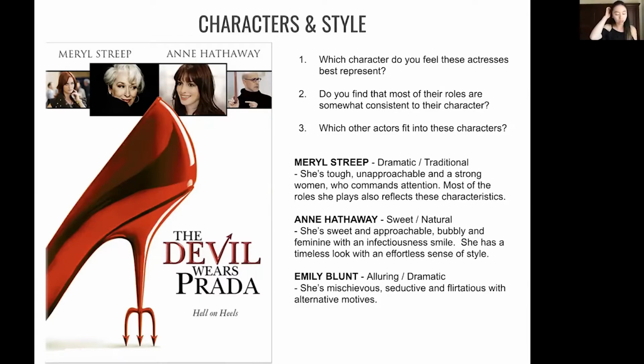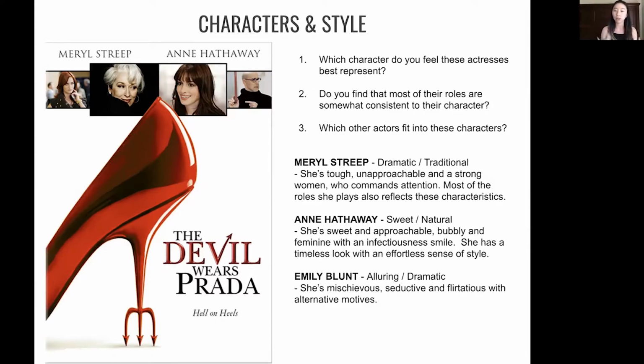And so that's why it's so important to understand what character best fits you, so that you can start building a foundation and understanding what roles you can go after. Of course, having a character doesn't limit you to just that one. It doesn't mean that you can only go for that one type, dramatic or sweet or alluring. You can go out for different things, but it's good to have that foundation.